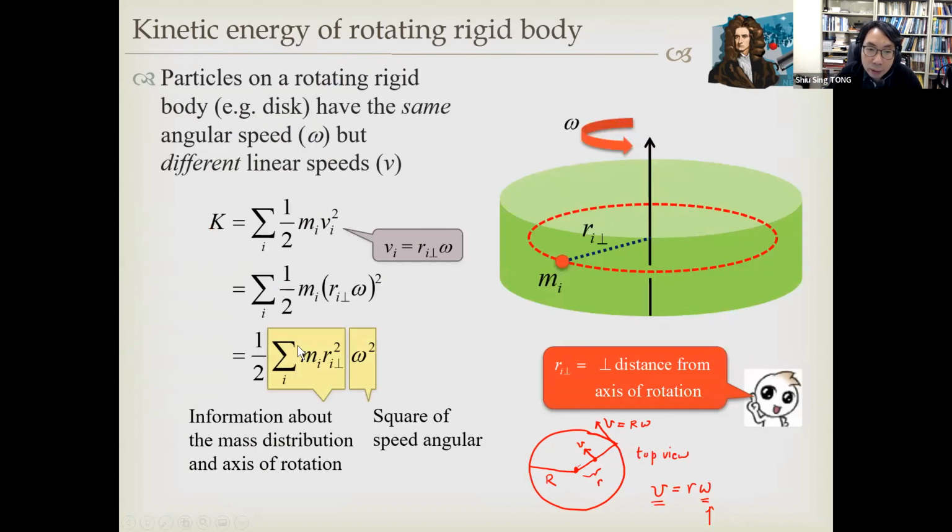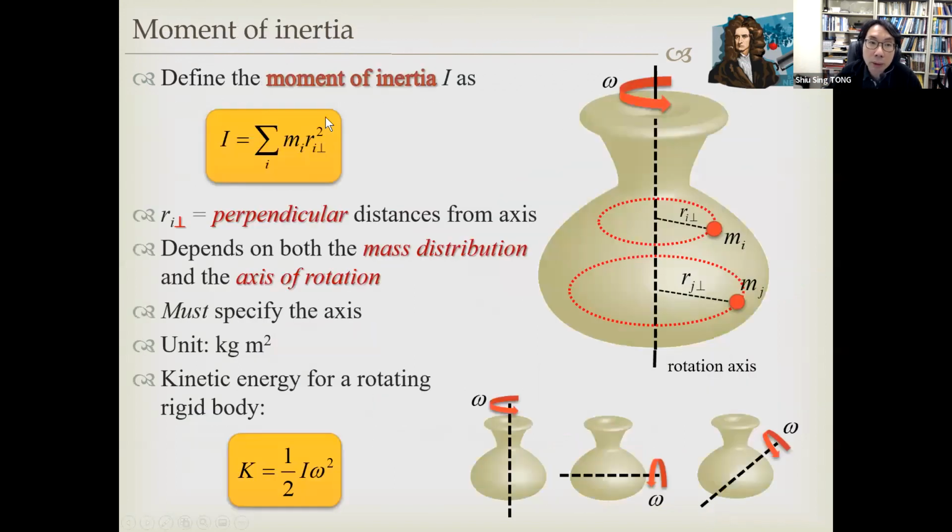And we define this summation as the moment of inertia I. Now, in defining this, I keep the subscript perpendicular because I want to remind myself that Ri perpendicular refers to the perpendicular distance of a particle from the axis of rotation. Now you consider these two particles. This is Mi, this is Mj, right? They are two different particles.